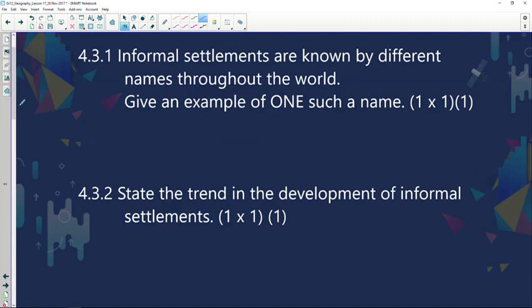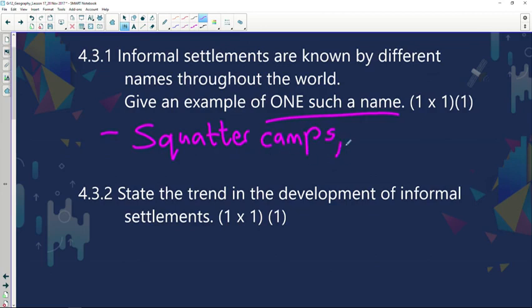Informal settlements are known by different names throughout the world. Give an example of one such name. Now, in South Africa, we call them squatter camps. And in other countries, we call them bustees. Okay, that's a familiar name in South Africa, squatter camps.